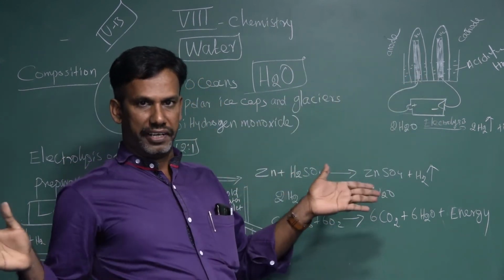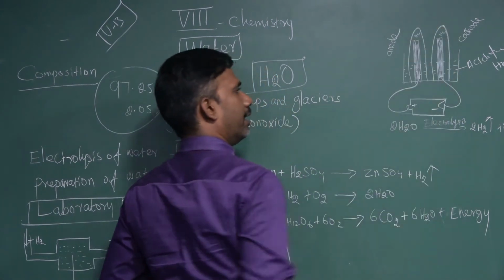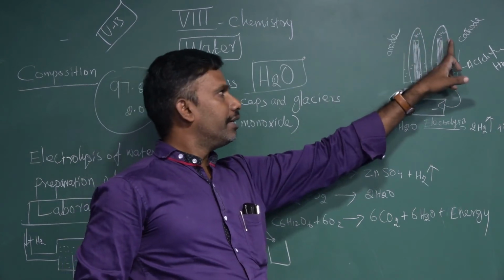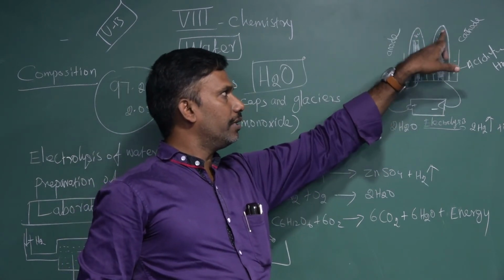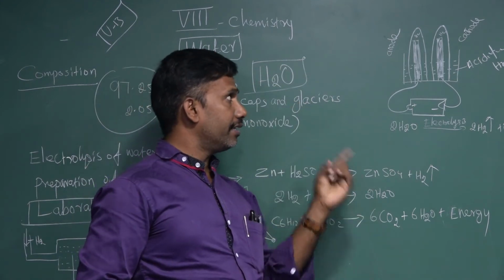Hydrogen and oxygen are splitting. On this side, the gas evolved, covered by the test tube, is oxygen. It is deposited at the anode. Likewise, on this side, at the cathode, you will have hydrogen. How do you know, sir? This is oxygen, and that will be hydrogen.